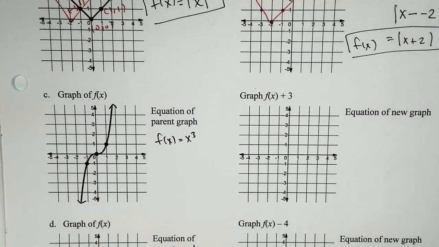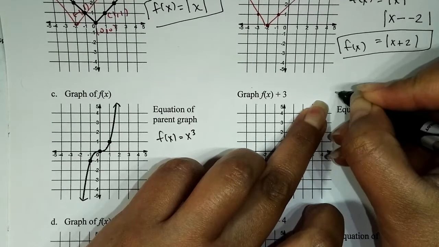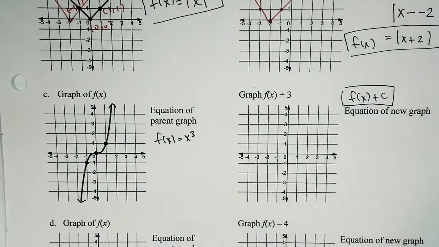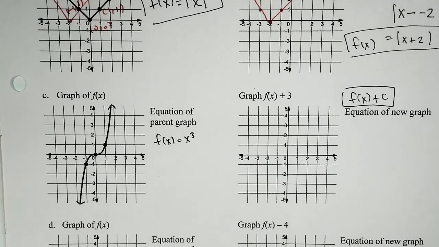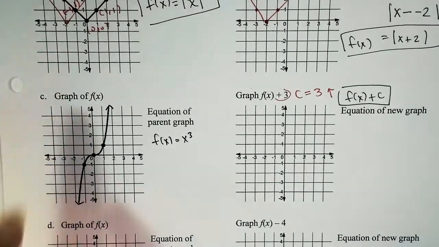Okay, so the graph of f of x is shown on the left, and we are asked to graph f of x plus c. The question I'm going to ask myself is, what kind of transformation is this? Are we shifting horizontally or are we shifting vertically? Remember, vertical shifts are given of the form f of x plus c, because we are changing the function value, not necessarily the input. And in this case, what is the value of c? In this case, c is positive 3, so that means we are going to shift 3 units up.